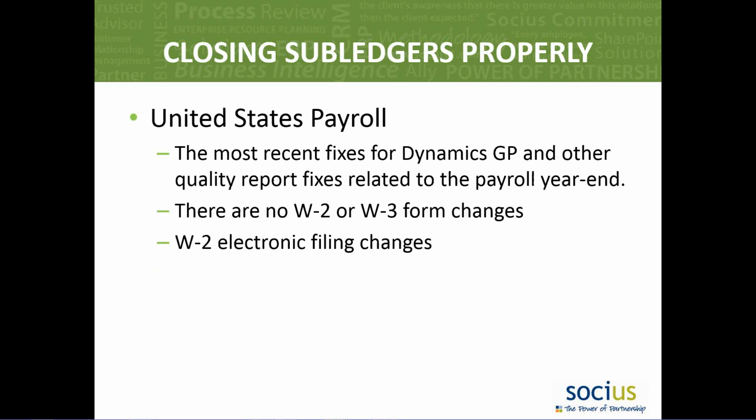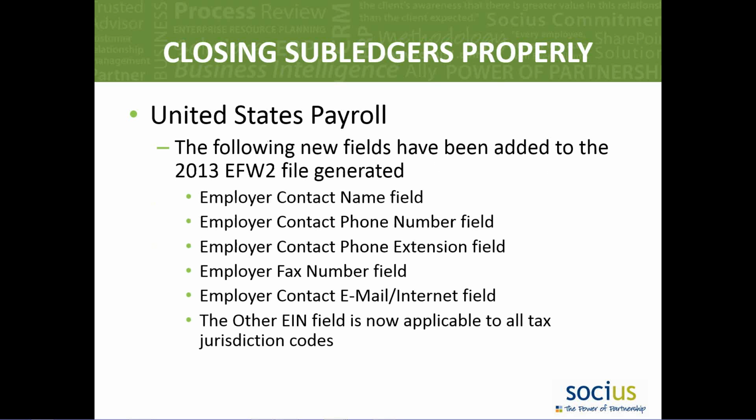Okay, there are no changes to the W-2 or W-3. There are some changes to the W-2 electronic filing, and I'll give you some information on that. So new fields have been added. If you're filing electronically, the file will now include these fields: the employer contact name, the employer contact phone number, the employer contact phone extension, the fax number, the employer contact email and internet field, and the other EIN field is now applicable to all tax jurisdiction codes.